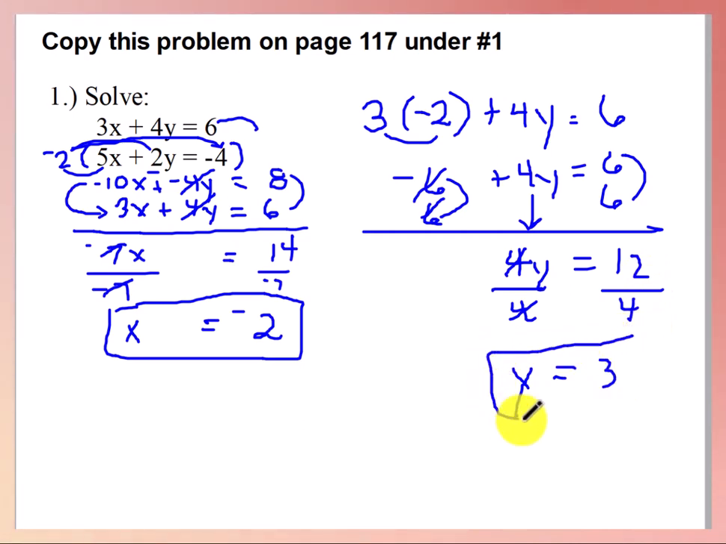So we have our x and our y. If the question asked for what is y, we first solve for x and then we get y. If it asks what the coordinate pair is, you can write it this way: negative 2, 3.